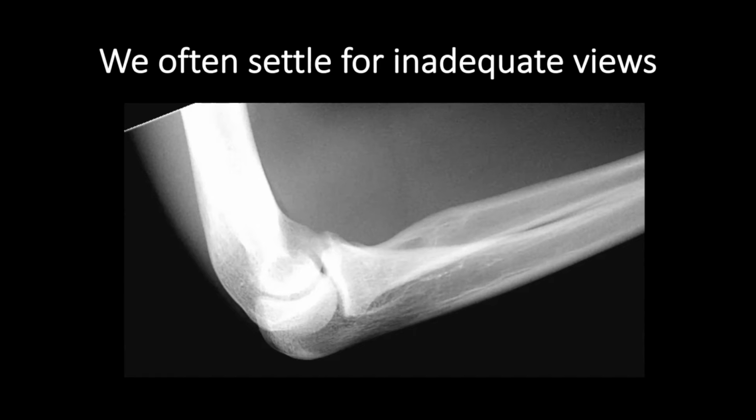Here, this elbow is tilted. And normally you should see the condyles nicely overlapped on each other, and instead they're splayed out. And that makes it very, very easy to miss pretty serious pathology in the elbow. So don't settle for inadequate views.